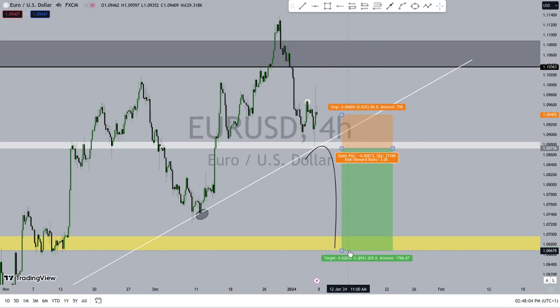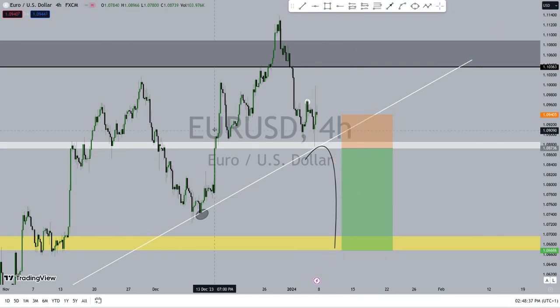First TP at 1.06704. Stop loss just right above this level. So yeah, that's that for Euro USD. Once we see price break below this major trend line and come to retest it, then we should be short on Euro USD. And it should be over 200 pips to be back.